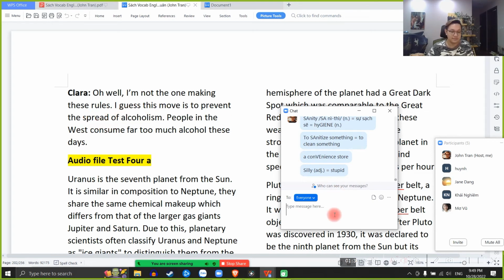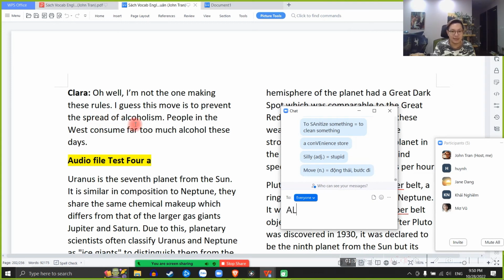I guess this move. Cái chữ move này là cái gì? Danh từ. Nó là động thái. Bước đi, động thái. I guess this move is to prevent the spread of alcoholism. Tôi nghĩ động thái này là để phòng ngừa cái sự lan rộng của nạn nghiện rượu. Alcoholism. Nạn nghiện rượu.